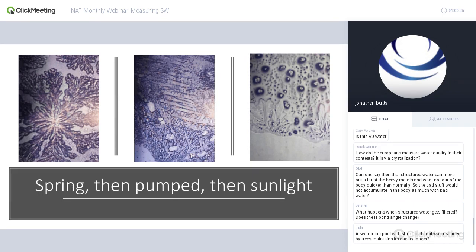Next question is, does a swimming pool with structured pool water shaded by trees maintain its quality longer? Based on the information we have, yes. I would say that's definitely true. The pump's going to be working against you and things like that. That's why you put it on the discharge side of a pump, so it's resetting every time around. But there is no doubt that direct sunlight will degrade the structure over what our device does to it. It's going to move it back toward circles rather than 60-degree angles, which isn't bad quality water, but it's not as good as it could be, based on the efforts and analysis that have gone on with this method.